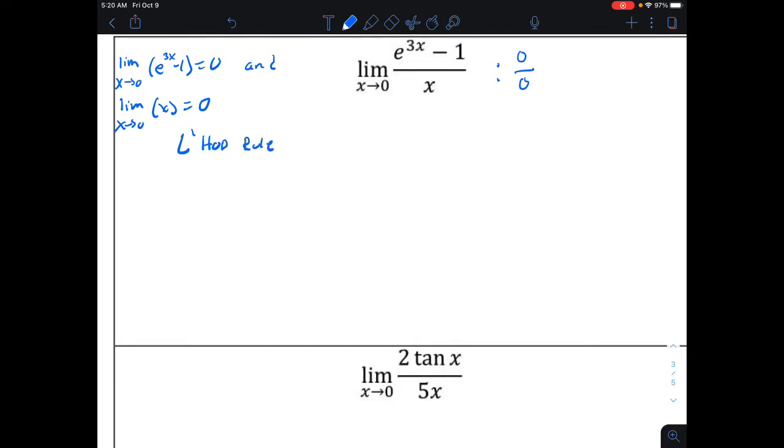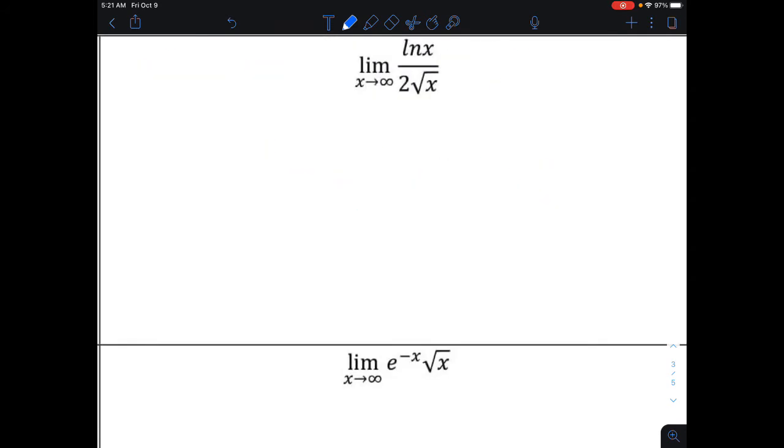I'm going to abbreviate. And that rule says that our original problem, the limit as x approaches 0 of e to the 3x minus 1 over x, is going to equal the limit of the derivatives. So the limit as x approaches 0 of the derivative of the numerator, which is 3 times e to the 3x, over the derivative of the denominator, which is 1. Now we perform substitution again, and we wind up getting 3 times e to the 0, so 3 times 1 over 1, which gives us 3.